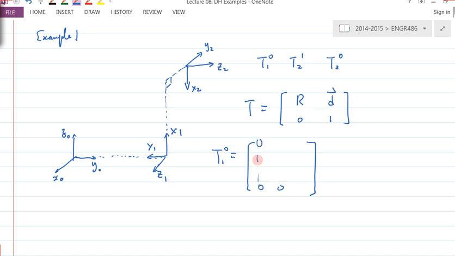Okay, so 0, 0, 1. Second column is the direction cosine of y1 in the previous frame. And then the third column is the direction cosine of z1 in the previous frame. 1, 0, 0. And the last column is the displacement from here to there, or the position of this O1 in the previous frame. So let's say this is one unit, this is another one unit, and this is another one unit. So the displacement here is, this is along the y-axis, so it's 0.